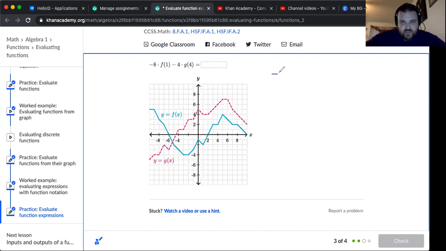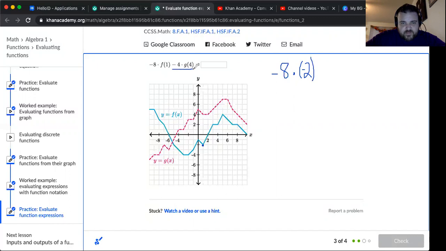So we have -8 times f of 1. Figure out which function is the f function. You got 2 of them, and it's right there, and it's in blue. So that's the one we're talking about. So on the blue function here, we need to go to f of 1, go find the output, which is right there. And the output is this value right here, which is -2. So we have -8 times -2.